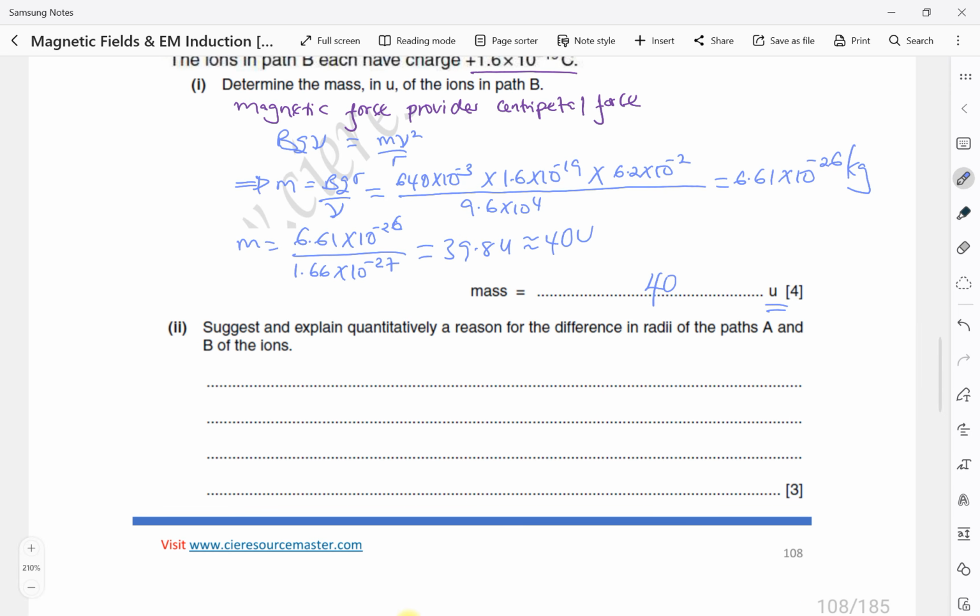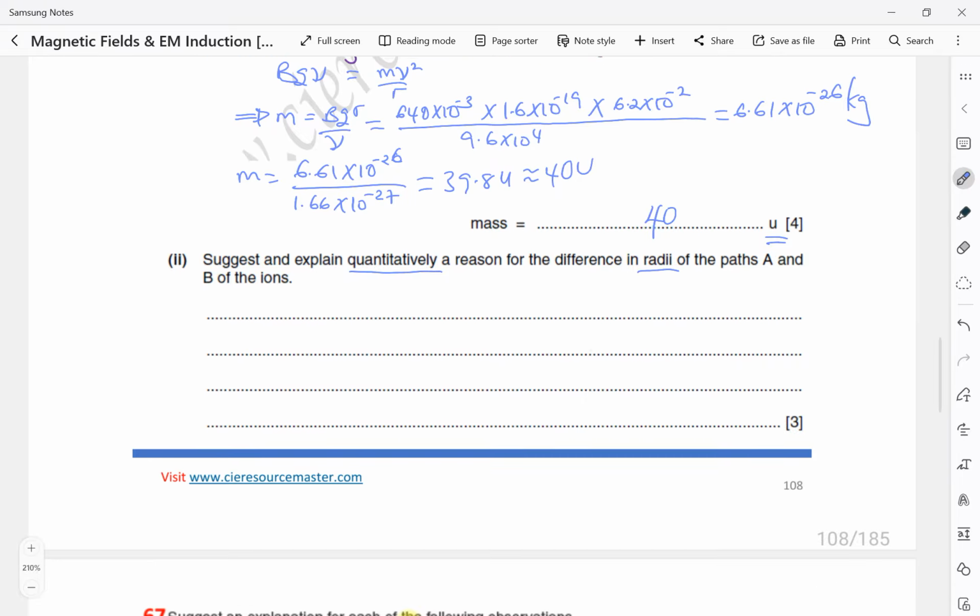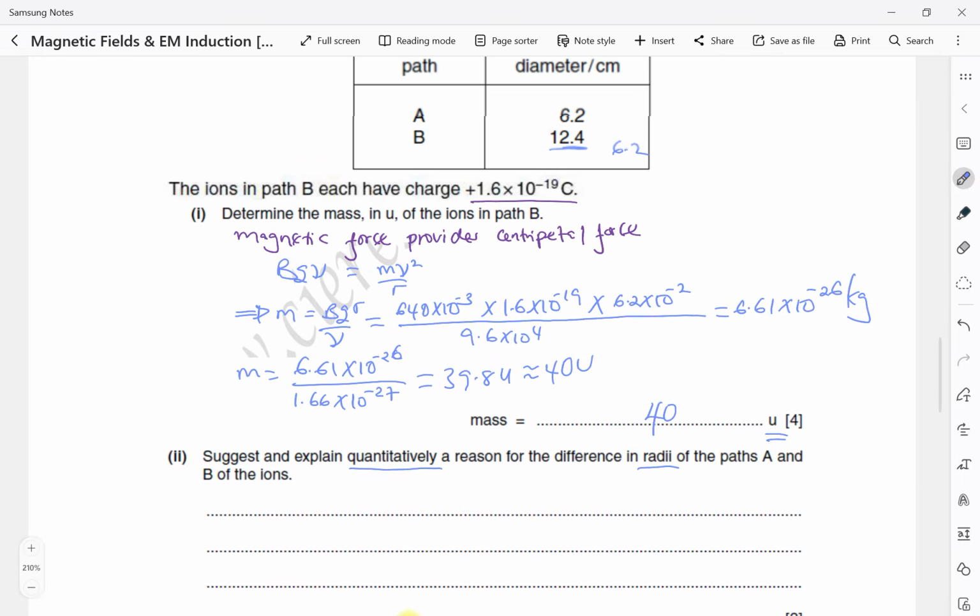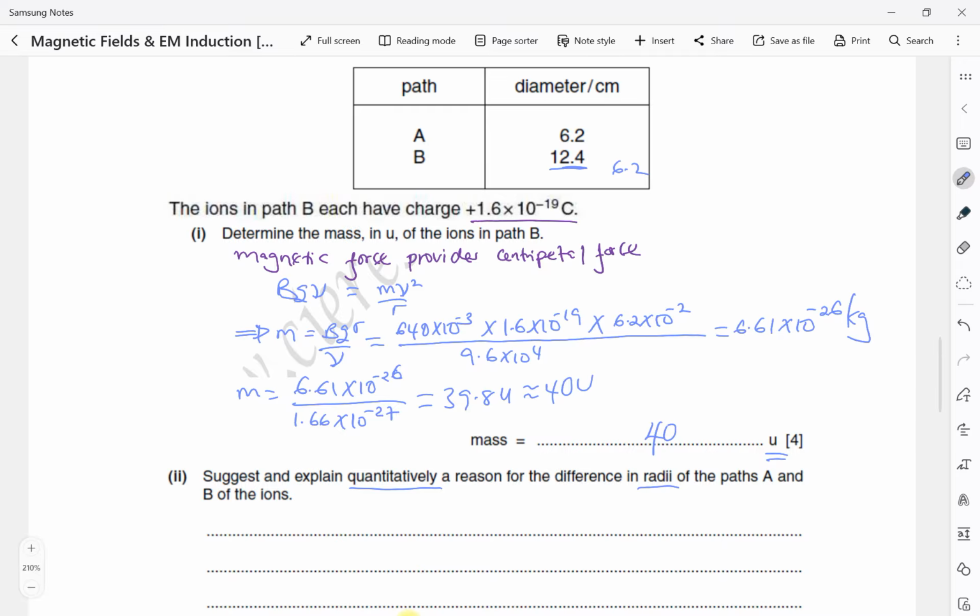Suggest and explain quantitatively. Quantitatively means you need a number, or you need to be very specific with the quantities. Suggest quantitatively a reason for the difference in radii of the paths A and B. So why could there be a difference? They are entering with the same speed. So BQV is equal to mv squared over r, or m equals BQr over v.